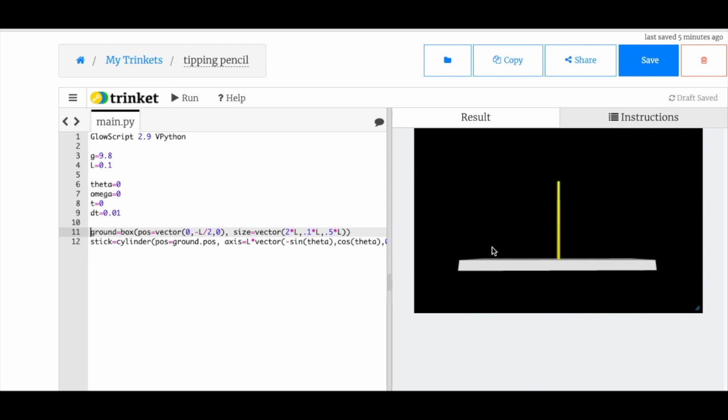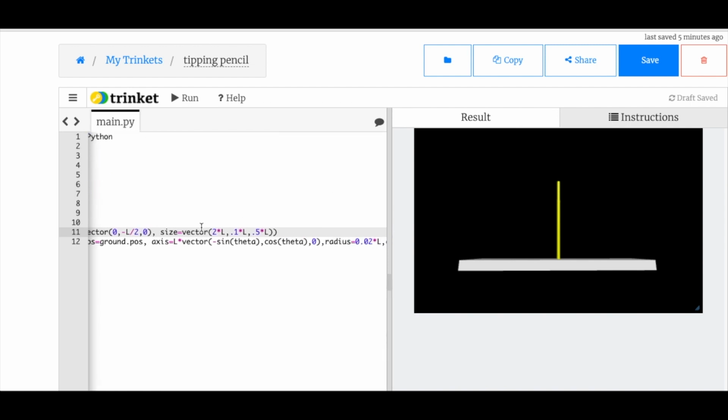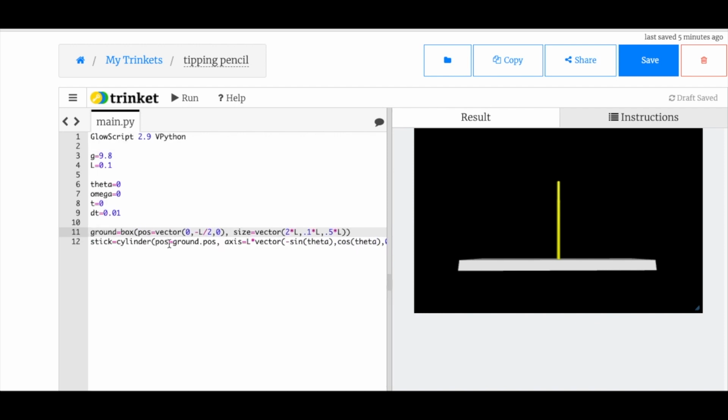Okay, so for a cylinder, you have to put the first is the position where it starts, and then the axis is a vector from here to there. And then I used that angle to determine how it was leaning, which I have it straight up. And then the radius is the thickness of the pencil, and then the color, and I turn on the trail.